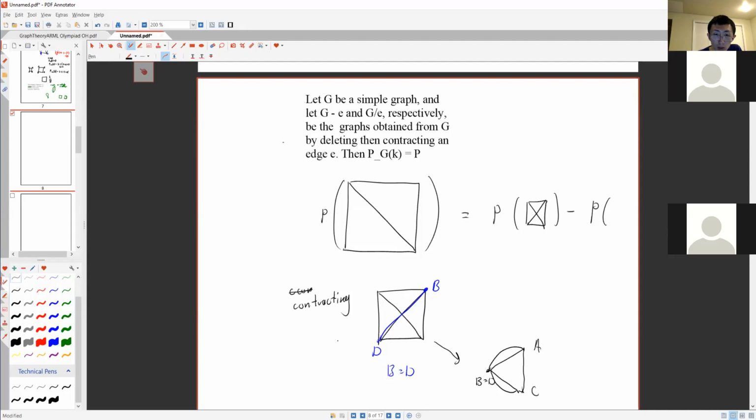So this would be the complete graph on 4 vertices, but with the edge between B and D contracted. So that's what this means. So this should say P of G minus E plus P of G contract E.